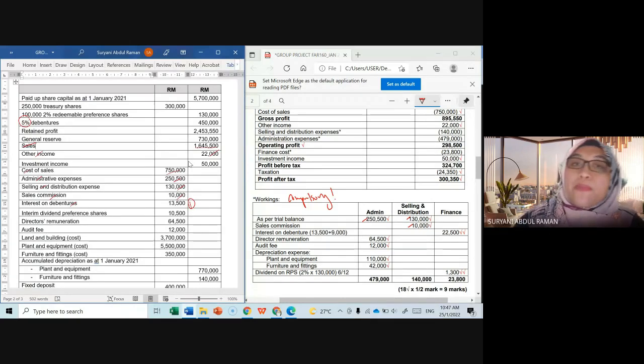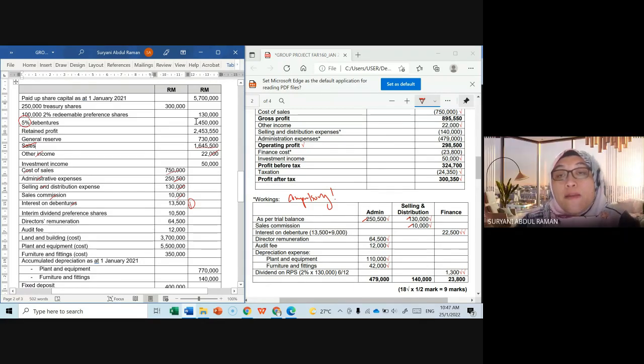So 5% of 450,000, how many ringgit, class? Can anyone calculate for me? How much do you need to pay, class? 5% of 450,000. How much is the interest for a year? How much interest do you have to pay for one year?